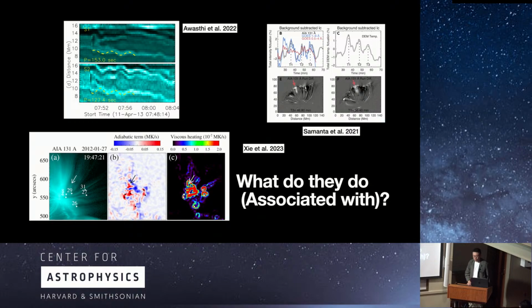And then another question is, what do they do, or what are they associated with? Here are a few examples. Many studies have reported the adiabatic heating and the viscous heating that comes from the supra-arcade downflow. And another study shows that when the supra-arcade downflow collides with the loop top, it will cause X-ray enhancement, so there will be the so-called quasi-periodic pulsation, the QPP, in the X-ray light curve. And of course, the interaction between the loop top and supra-arcade downflow will also cause the kink oscillation of the flare loop. But these are all in the thermal domain.